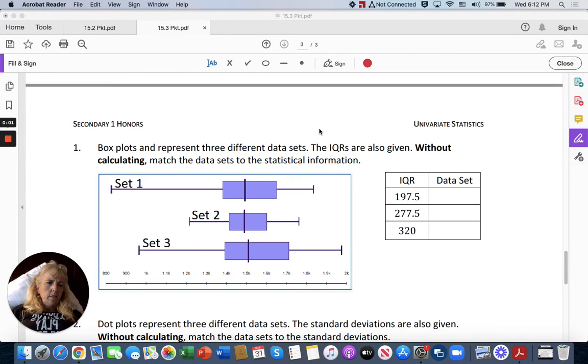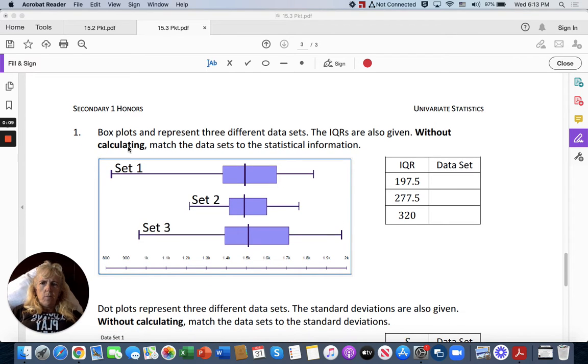Hello students, today we are going to continue 15.3, and it has to do with statistics. Here we're going to start with box and whisker plots. It says box plots represent three different data sets. The IQRs are also given. Without calculating, match the data sets to the statistical information.